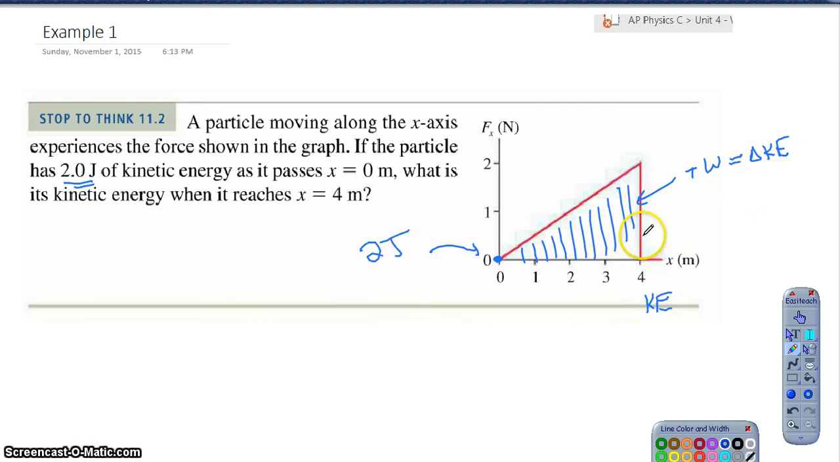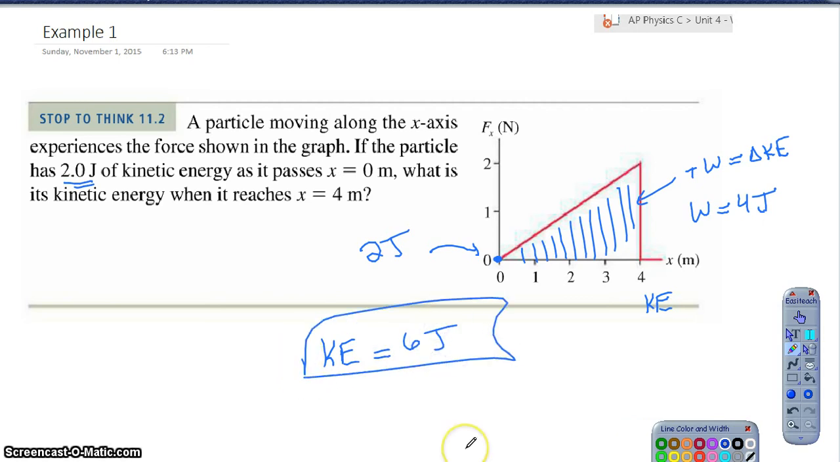So finding the area, pretty easy, 1/2 base times height. So 1/2 times 4 times 2, which is 4, right? So the work done here is 4 joules, which tells me my energy increased by 4. So my kinetic energy at 4 meters is 2 plus 4, or 6 joules of kinetic energy. Like I said, hopefully a very easy example to get through. It does illustrate once again the importance that the work function, the energy function, is just the integral. It's the area underneath the force function.